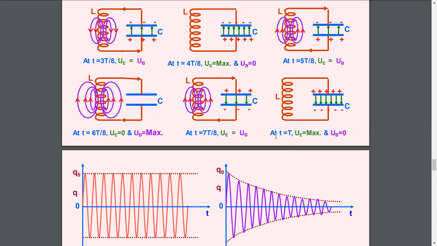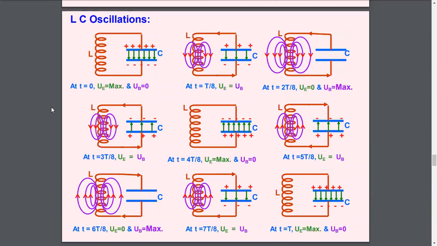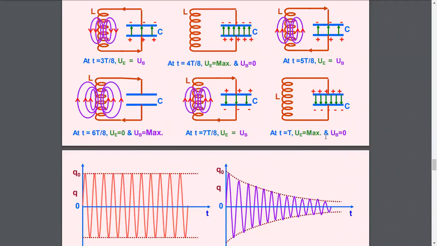And ultimately at t equal to capital T, that is time period, electrical energy again becomes maximum and magnetic energy becomes minimum, that is 0. So we have started from here and ultimately we have reached the same state of the circuit. Then we say that one cycle has been completed.